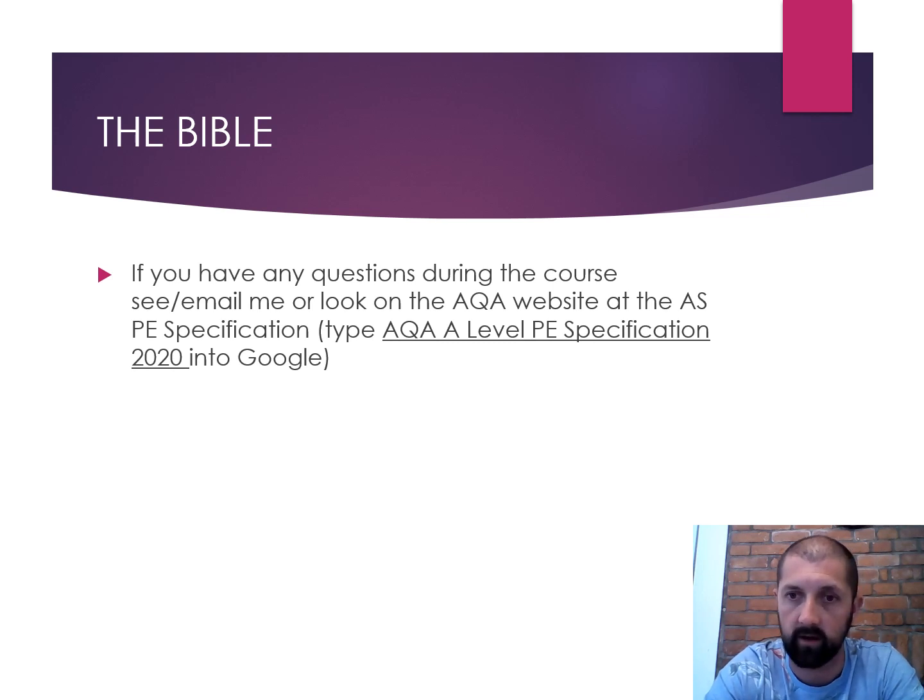For you, it's the thing to refer to. If you're ever in any question, before coming straight to one of us as teachers, do go into the AQA A-level PE specification. If you put AQA A-level PE specification 2020 into Google, you will be able to get all the information on there. It's a huge document, but don't be scared by it. About 90 to 100 pages are just individual sports outlines, and you only need one of those. The rest of it then becomes a bit smaller.